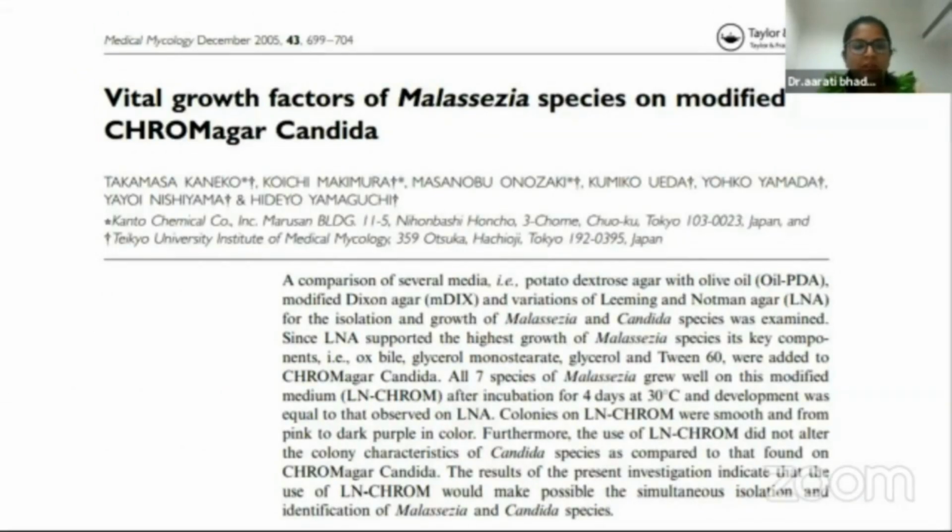There is another medium, modified chromogenic Candida for Malassezia species. In this, they have combined the components of chromogenic Candida with the composition of the modified Leeming and Notman agar. The contents were added to the chromogenic medium, and with this mixture they devised the modified chromogenic Candida for Malassezia species. Here every species will give a different color.